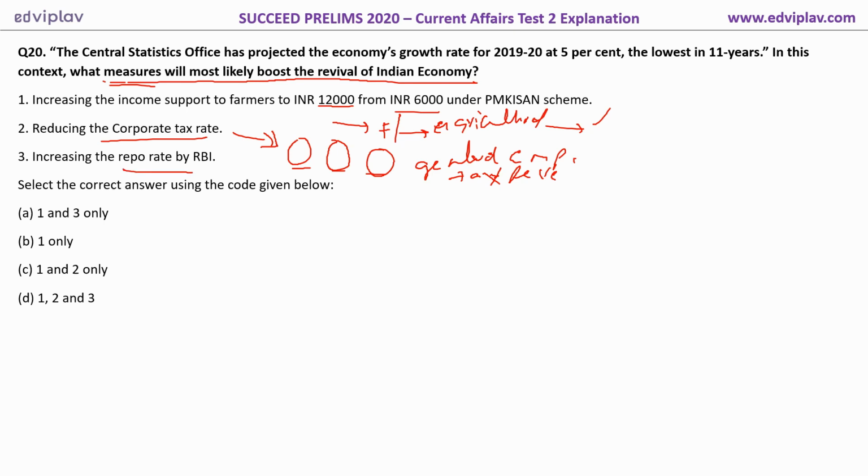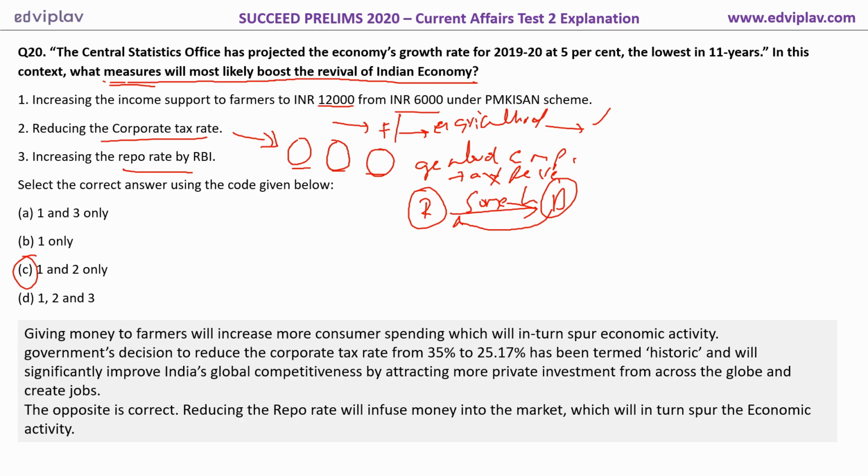Increasing the repo rate by RBI. Increasing the repo rate is not related to reviving the Indian economy. Repo rate is the rate charged by RBI from banks for its lending. Suppose RBI gives some money for temporary arrangements, then banks have to pay some interest. That is the repo rate. So only 1 and 2 are correct. Option C is the right answer.